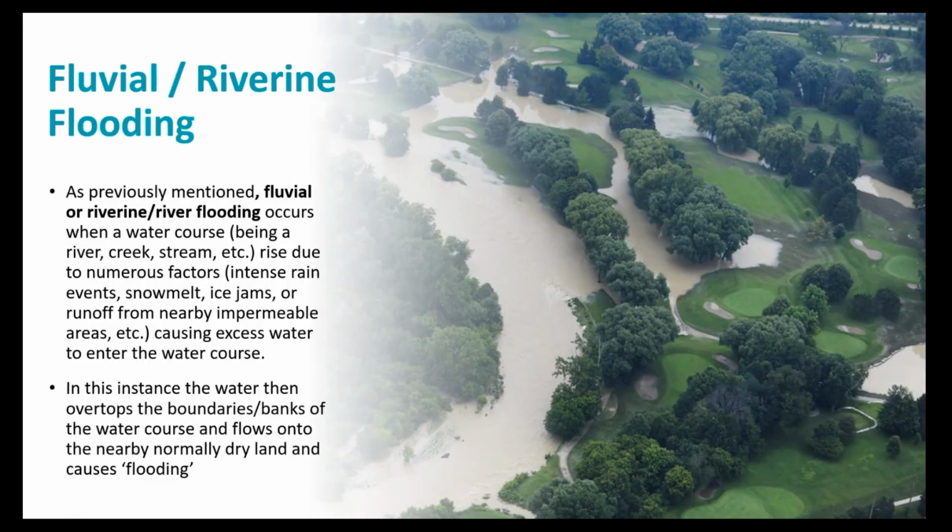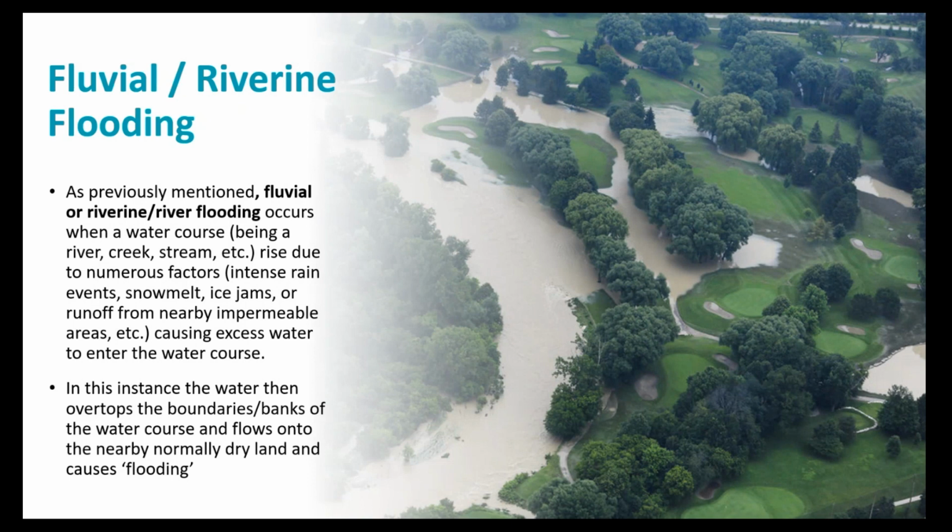To go into further detail about fluvial and riverine flooding, as previously mentioned, this type of flooding occurs when a watercourse, being a river, creek, stream, etc., rises due to numerous factors. This can be due to intense rain events, excessive snowmelt, ice jams, or runoff from nearby impermeable urbanized areas, etc. This causes excess water to enter the watercourse and overtop its banks. In this instance, the water then overtops the boundaries or banks of this given watercourse and flows onto the nearby normally dry land, causing nearby flooding.